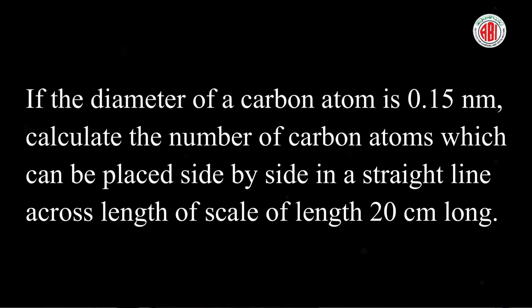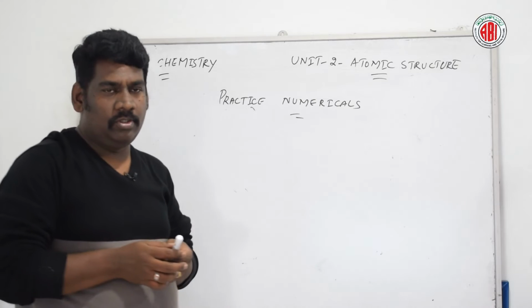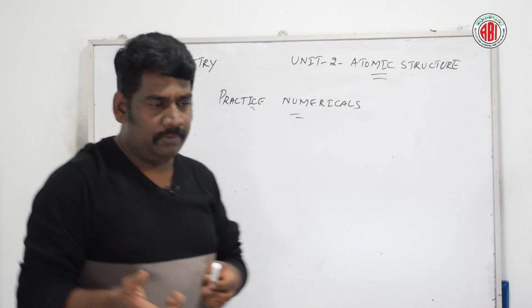Now look at this next question, guys. If the diameter of a carbon atom is 0.15 nanometer, calculate the number of carbon atoms which can be placed side by side in a straight line across the length of a scale of length 20 centimeter long, okay. So let us see how to solve this question.